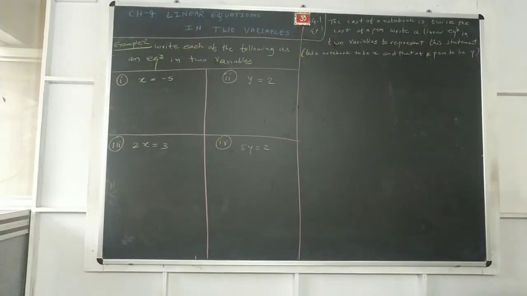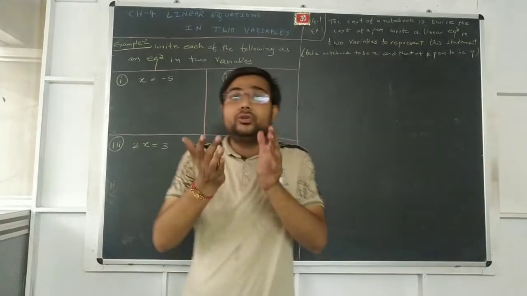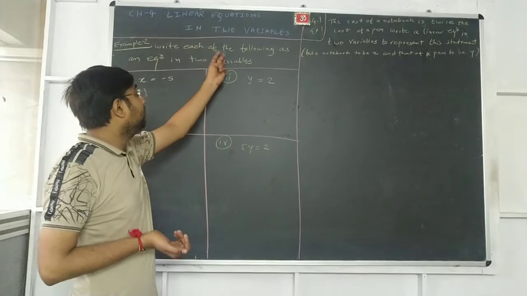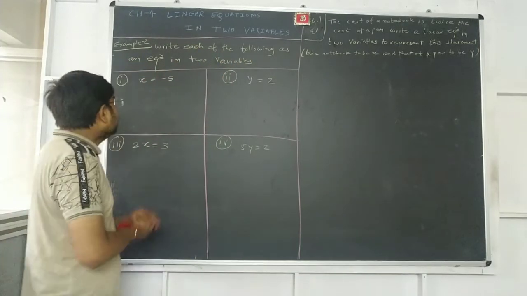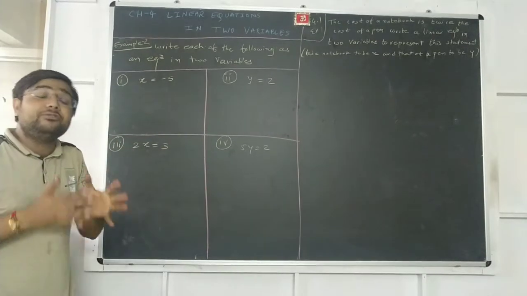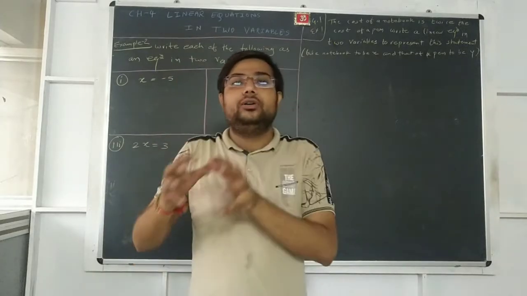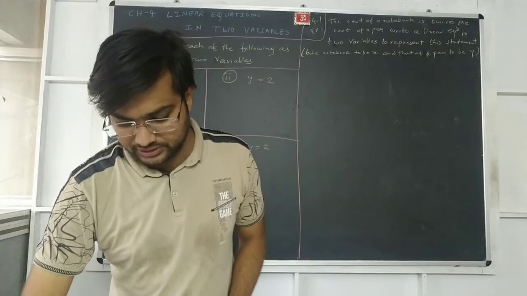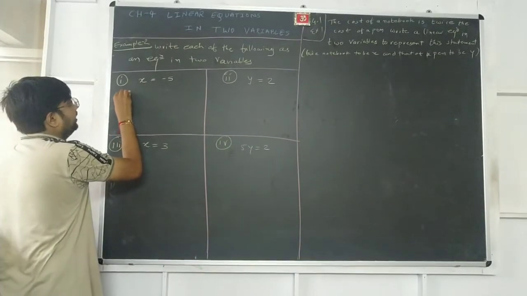Okay, now example number 2. What is example number 2? Write each of the following as an equation in two variables. All of these are single variable equations, but we have to write them as equations in two variables. So we start with the first one, x is equal to minus 5.